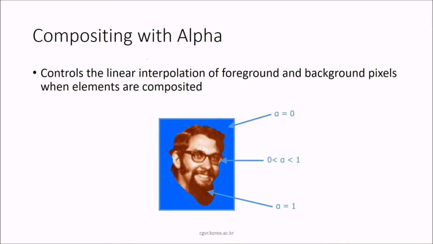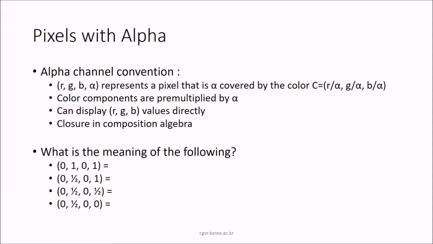So we need to composite with alpha. It controls the linear interpolation of the foreground and background pixels when elements are composited. For pixels with the alpha channel convention, we use RGB along with alpha. This represents a pixel that is alpha covered by a color, say R times alpha, G times alpha, B times alpha. So color components are pre-multiplied by alpha, and you can display RGB values directly. And this follows the closure in compositing algebra.